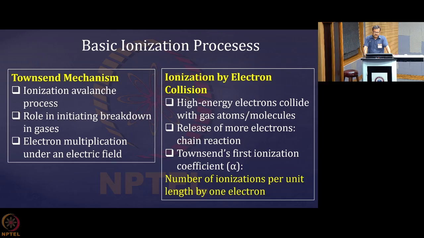High energy electrons collide with the gas atoms or molecules, release more electrons, and those electrons participate in the chain reaction through the same mechanism, and finally you get an avalanche. Now in this scenario, we have already read in our classes that the Townsend's first ionization coefficient is defined as the number of ionizations per unit length by one electron. So this is how the Townsend's first ionization coefficient alpha is defined.